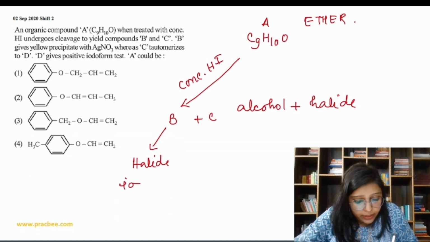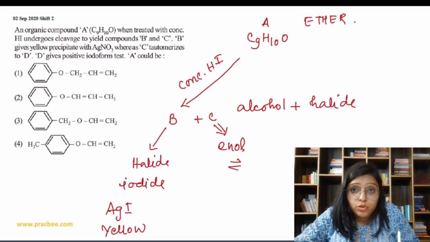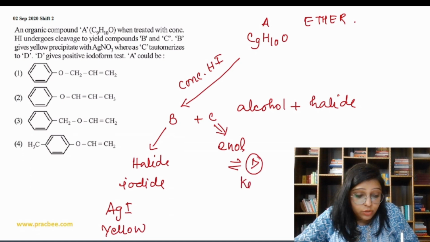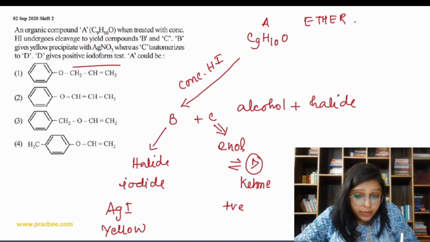Halide may be iodide because AgI color is yellow. Whereas C tautomerized to D. It means we have alcohol, but here we get enol, right? Enol form will be there, which is tautomerized to D. That is, tautomerized to keto form, which gives positive iodoform test.